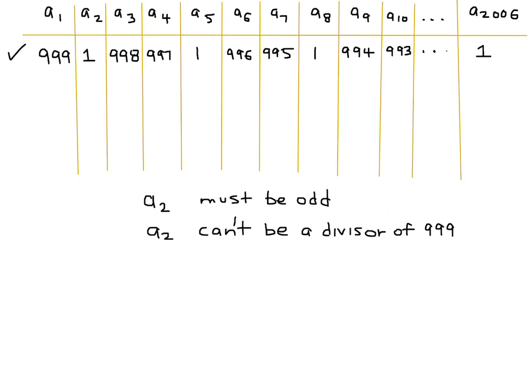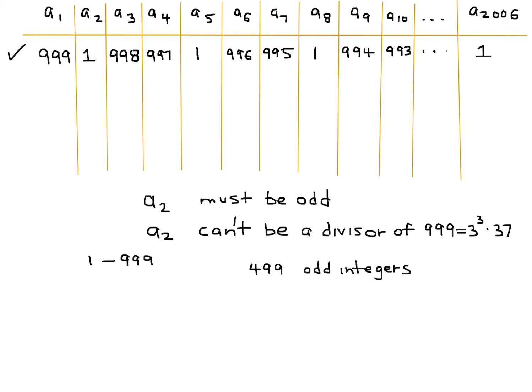Okay, well, first of all, from 1 to 999 inclusive, how many odd integers are there? Well, 499 odd integers. And then we have to eliminate from this 499 all the multiples of 999. Well, 999 is equal to 3 to the power of 3 times 37. 9 times 37. 27 times 37.